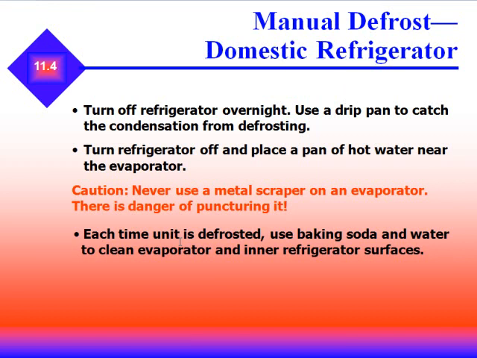We have to be able to get the ice off the evaporator coils in the freezer because it will not melt on its own. So domestic refrigerators, some of the older models, require manual defrost. Turn off the refrigerator overnight. Use a drip pan to catch the condensation from defrosting. Turn the refrigerator on and place a pan of hot water near the evaporator.